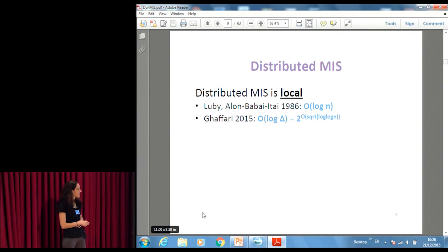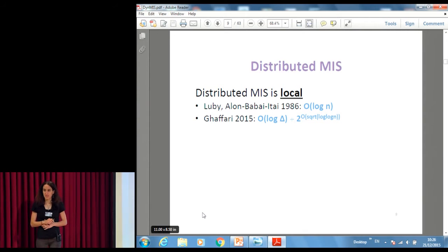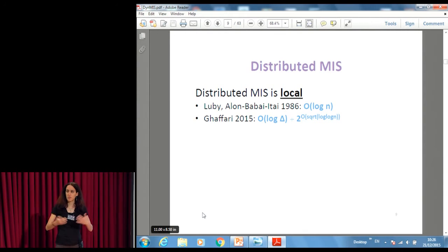So in this sense, MIS is local. Okay, it's a local problem. We don't really need to process the entire graph at each node in order to solve the problem. Okay, we can do it in a number of rounds that is logarithmic in the size of the network.